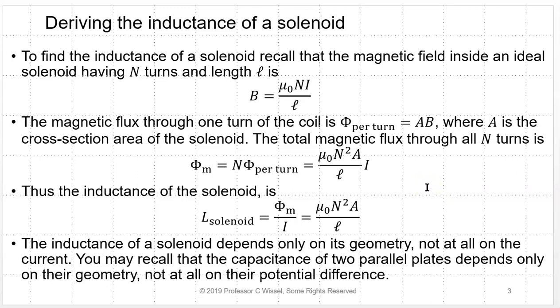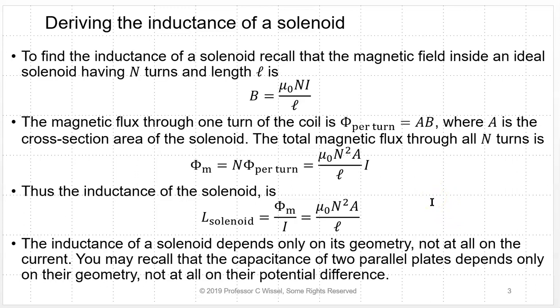The total magnetic flux through all N turns is just N times the flux through 1 turn, and that will equal mu naught N squared A over little l times I. Thus, the inductance of the solenoid, which is phi m over I, is mu naught N squared A over little l, and of course, big L is the inductance. Notice, the inductance of a solenoid depends only on its geometry, not at all on the current.